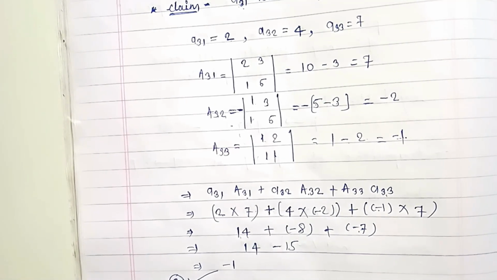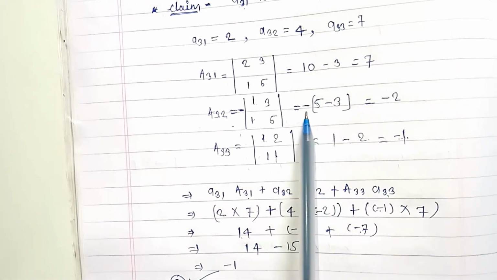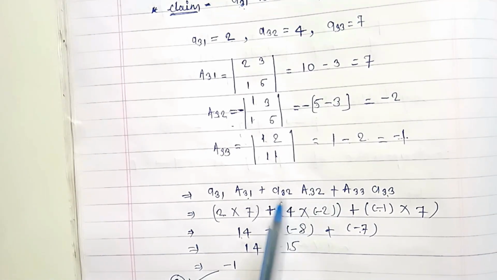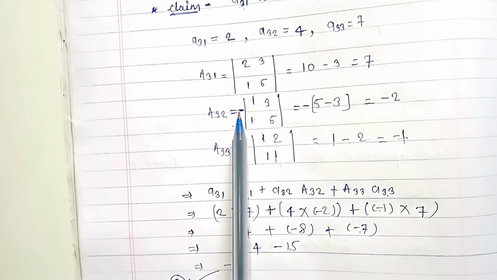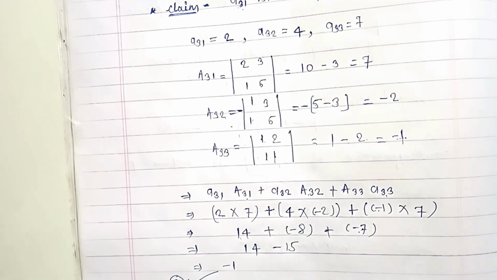Now see what is the difference between the two values. If we forget that negative sign, we get the answer 15, and if we take it as per the rule with the negative sign, we get the answer negative 1. See the difference between the two answers. It is quite a big difference, so we always have to be careful about the signs.